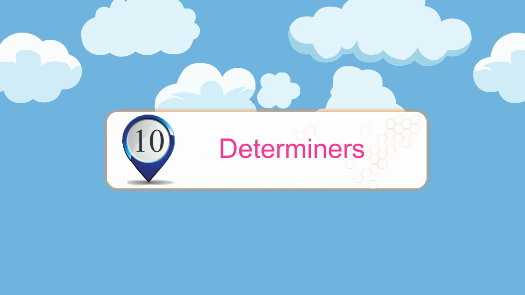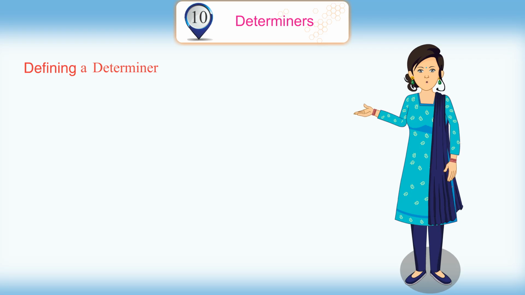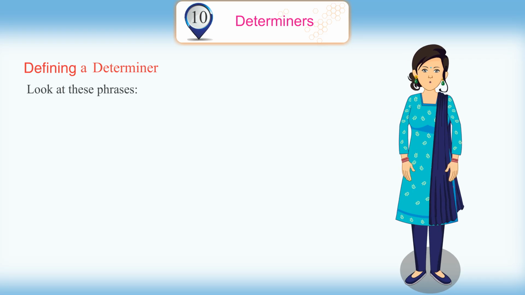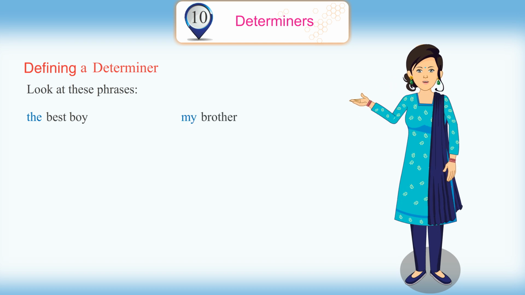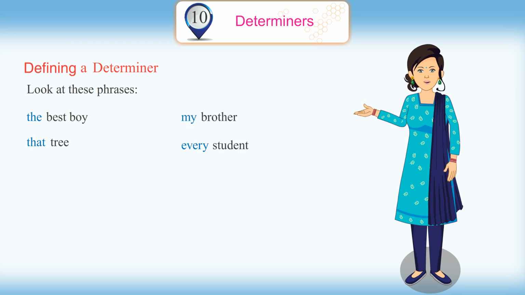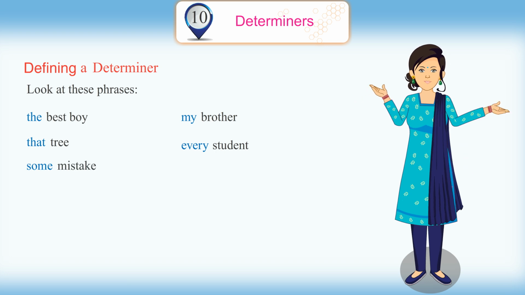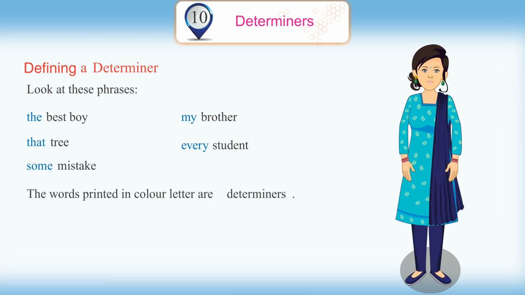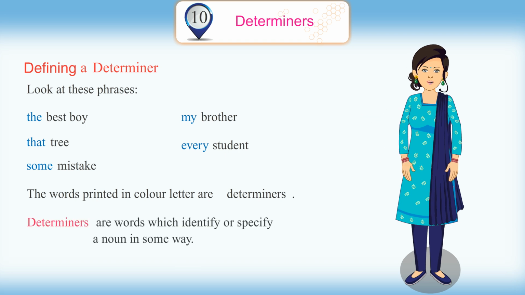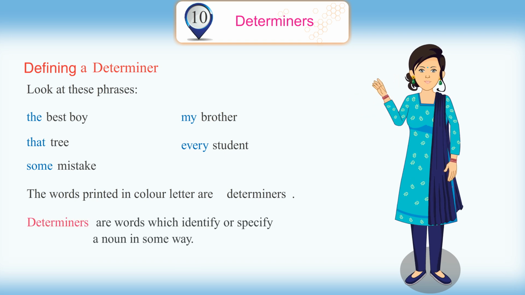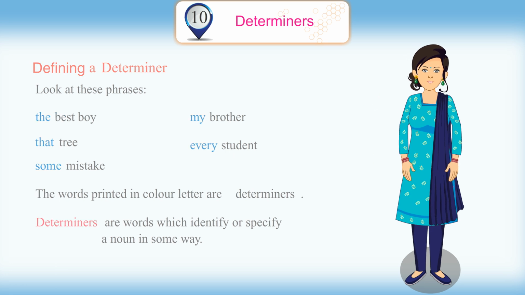Chapter 10: Determiners. Defining a determiner. Look at these phrases: the best boy, my brother, that tree, every student, some mistake. The words printed in color are determiners. Determiners are words which identify or specify a noun in some way.